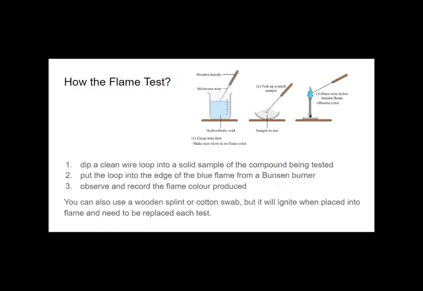Next, how is the flame test done? Firstly, dip a clean wire loop into a solid sample of the compound being tested. Then put the loop on the edge of a blue flame from a Bunsen burner. Finally, observe and record the flame color produced. You can also use a wooden splint or a cotton swab, but it will ignite when placed into the flame and needs to be replaced each test.